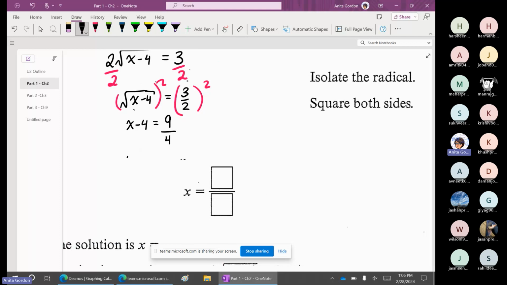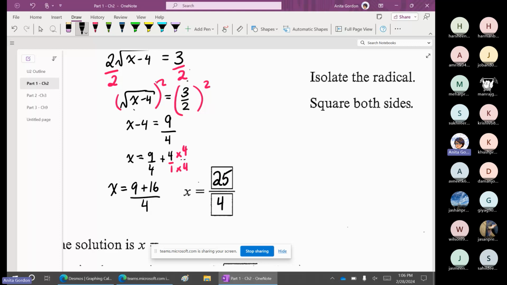Okay, and then my last step here is x equals 9 over 4 plus 4. How do we add fractions? What's the rule? Common denominator. If I have a number that doesn't have a denominator, what could I put in its place? A 1. What's my common denominator between 1 and 4? 4. So let's multiply top and bottom by 4. So this is that x equals 9 plus 16 all over 4. And my final answer is 25 over 4. So I have an answer.